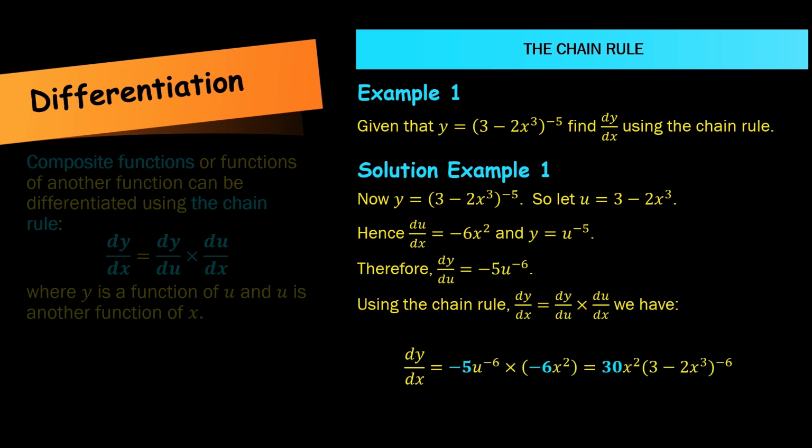So we have, tidying up, minus 5 times minus 6, which is 30, x squared, which stays as it is, and u becomes 3 minus 2x cubed. And of course, the u is raised to the power minus 6. And so we have our expression for dy/dx.